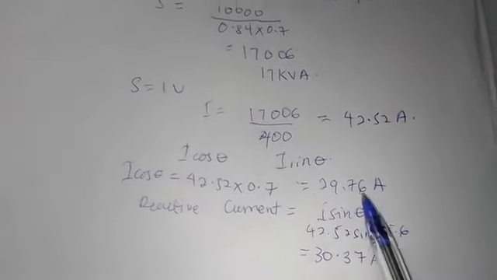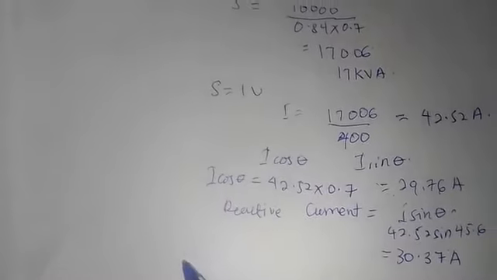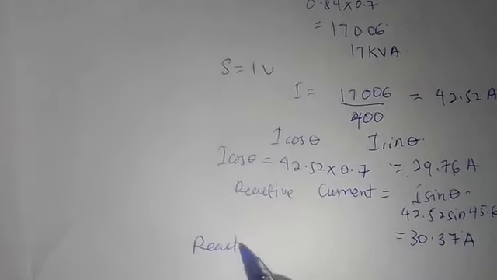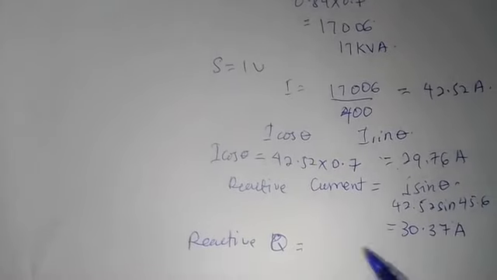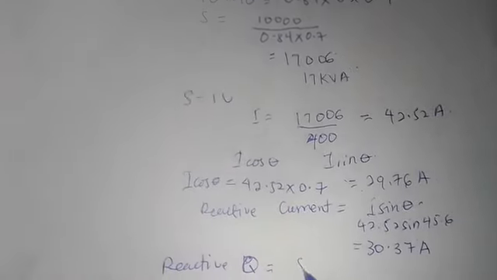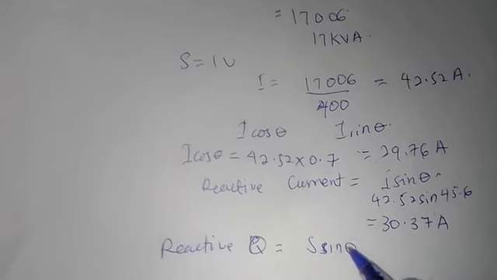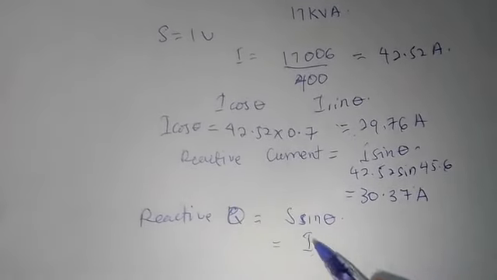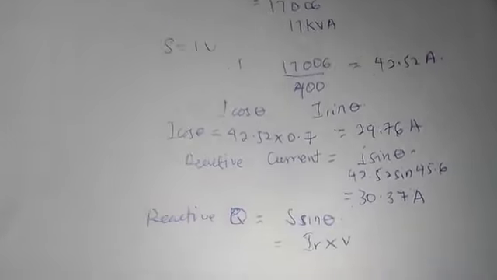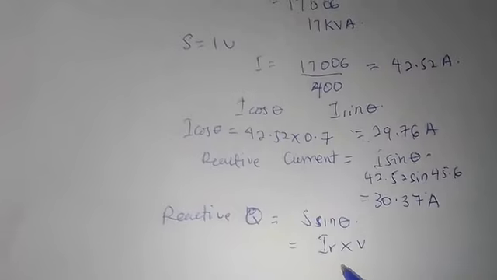So I have my active current and my reactive current. Now let's see the last question. It says we should find the reactive kVA. Reactive kVA is the reactive power. So reactive power, which we represent with Q, is equal to S, that is the total current, sine theta. This is also given by my reactive current times my total voltage. Take notes. If you have the reactive current and you multiply by total voltage, you get your reactive power.